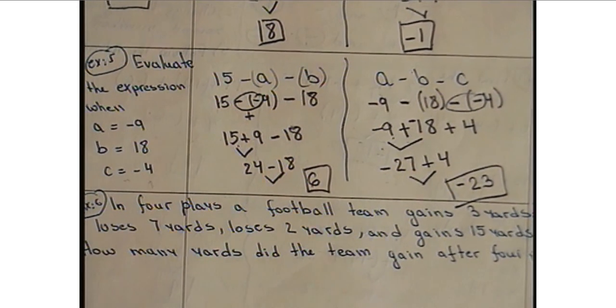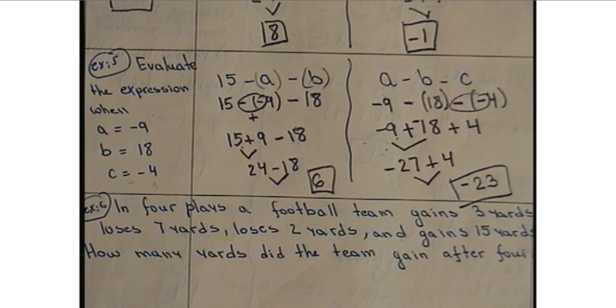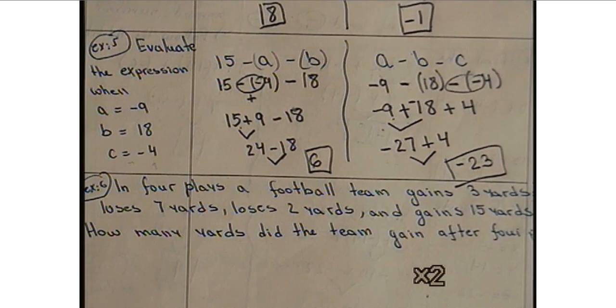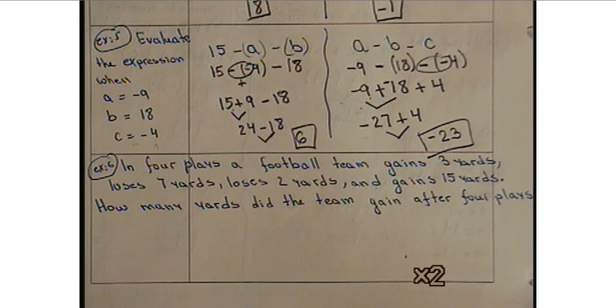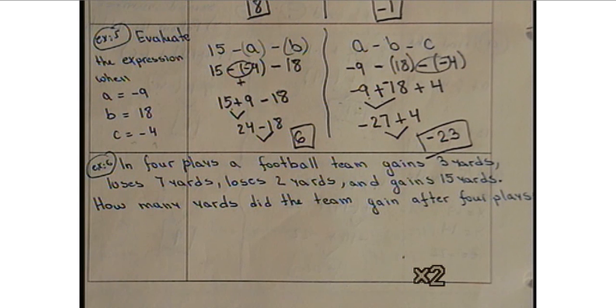Those are the brief descriptions of how we combine and solve expressions, and it's mainly review from what you learned last year. Definitely we'll do some more examples in the classroom, but for now I want you to focus on the word problem. We have another word problem as usual to end the lesson, and let's see what it's about. In fourth place, a football team gains 3 yards. They lose 7 yards, they lose another 2 yards, and then they gain 15 yards. How many yards did the team gain after 4th place?